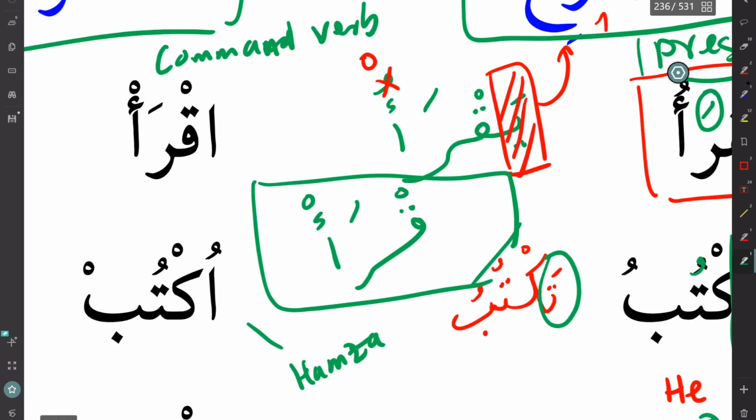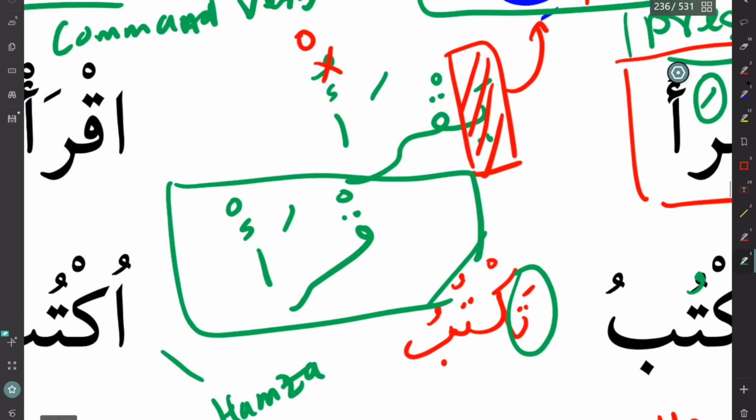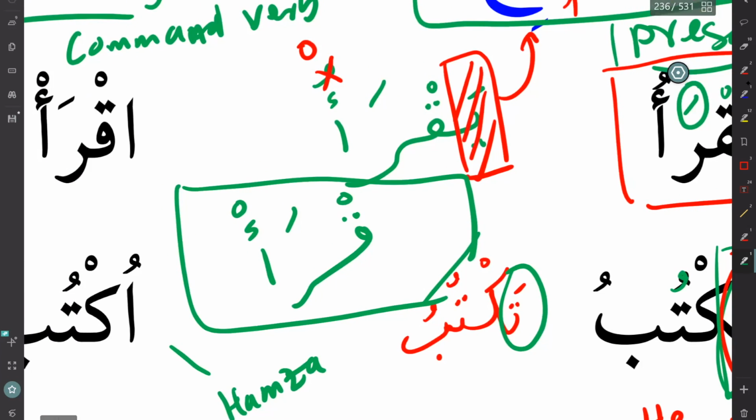But the problem is, in the Arabic language, we cannot start a word with a sukun. Arabs cannot pronounce a word starting with a sukun. For example, they don't know how to start this word. We have a sukun in the beginning, we don't know how to pronounce it. There's no vowel. So what do we do? This is when we have to bring our weak hamza to help us out with pronunciation. So this weak hamza is coming only for the pronunciation.